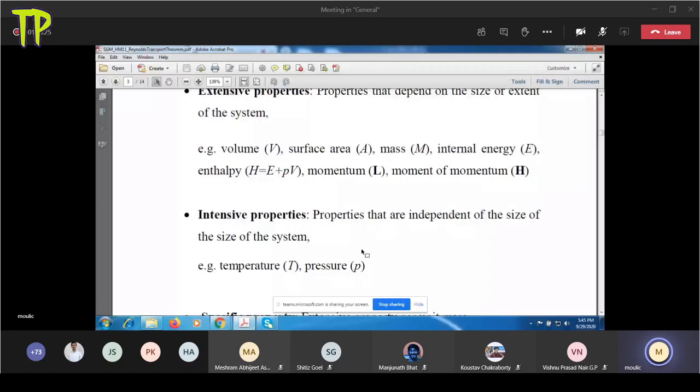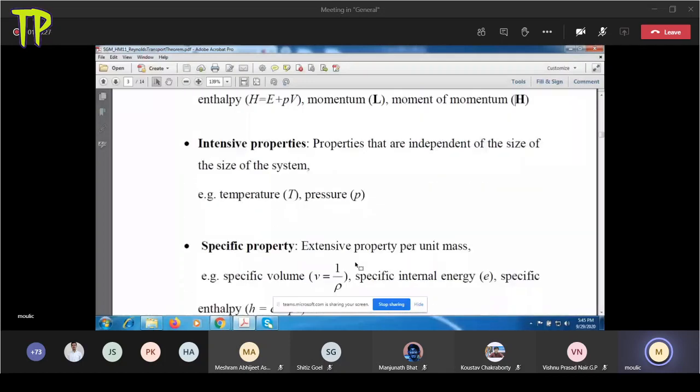Now you also have what you may call specific properties, which are also intensive properties. Any extensive property, if you look at it per unit mass, is an intensive property which you may call a specific property. The first example that comes to mind is specific volume, which is volume by mass. Mass per unit volume is the density rho, so specific volume is 1 upon the density.